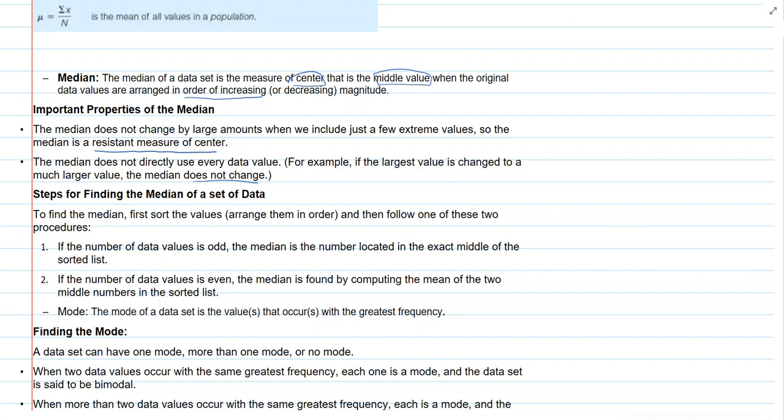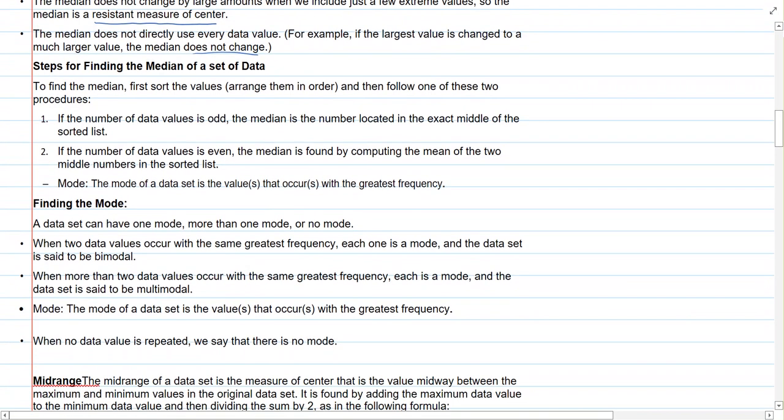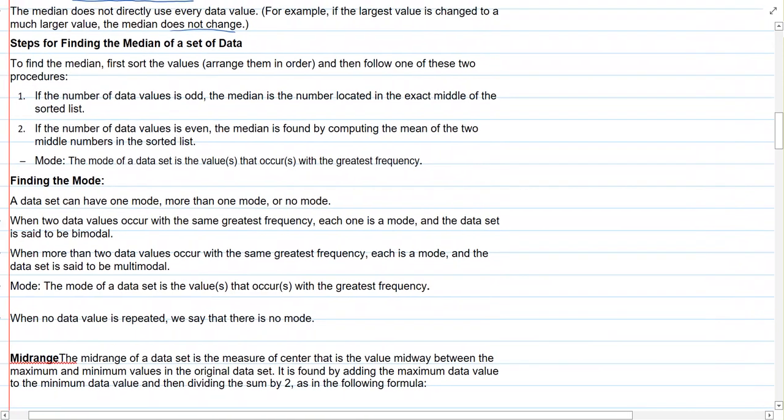Now, for finding the median of a set. Again, we'll be using our calculator, but you have to understand that in order to find the median, we have to sort the data in order. Ascending is what I'll be using. If the number of data values is odd, the median is a singular middle number. If the number of data values is even, then it's found by computing the mean of the two middle numbers. All right. So let's give you an example, and it's going to be very easy.